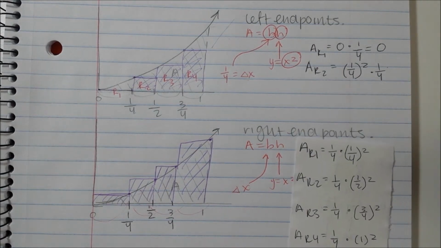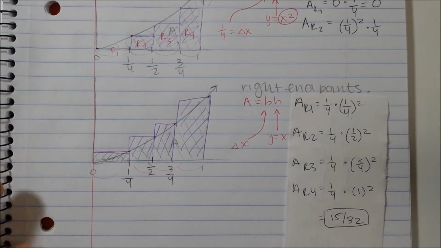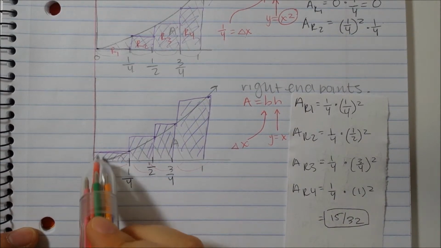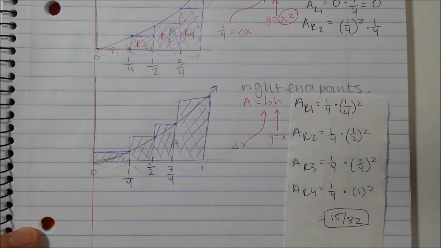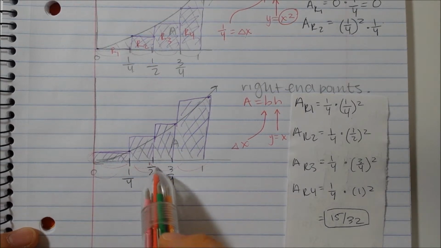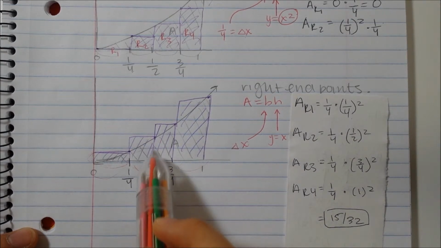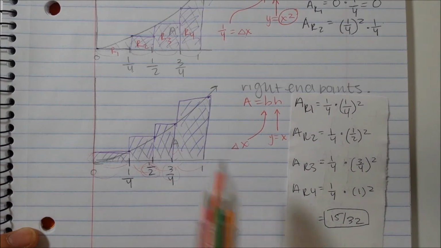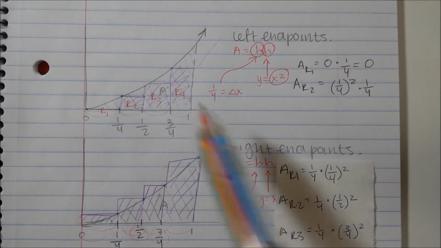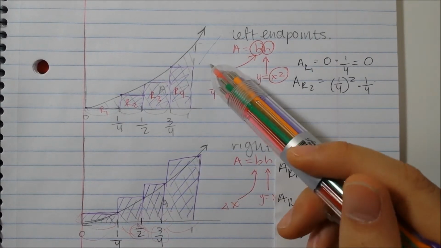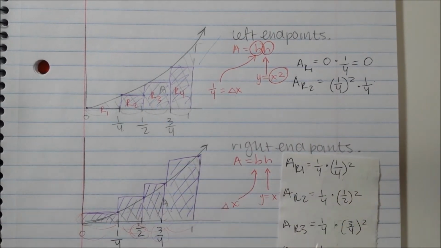So here I've already solved it out for you. The area of the first rectangle is 1/4, which is the base, times the height, which is 1/4 squared, because remember the function is y equals x squared, and you're trying to find y, so you can do base times height. In the second rectangle, it's the same thing, except you use this for your x value, and then this for your y value in the next one, and then you use 1. Now, the reason why, as I explained before, you don't use 1 here, but you use 1 here, is because here you're going from the left endpoints, and here you're going from the right endpoints.